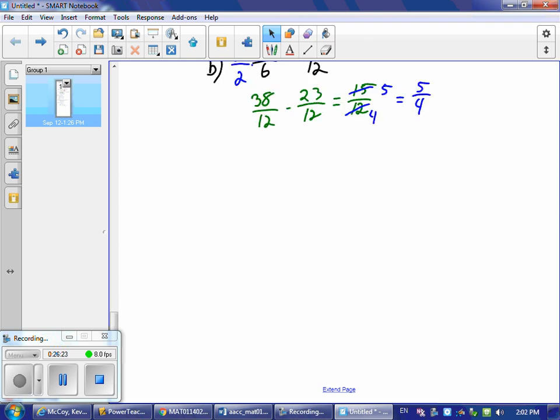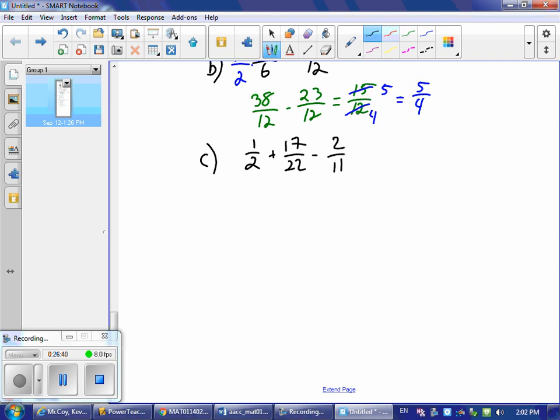All right, and this can be extended to 3 fractions or 4 fractions or however many fractions we have. If I have a half plus 17 over 22 minus 2 over 11. The idea is now we're looking for what is a common denominator for all 3 fractions. Well, I'm hoping that you guys can see that 2 goes into 22, 11 goes into 22, and of course 22 always goes into itself. So the common denominator here is 22.